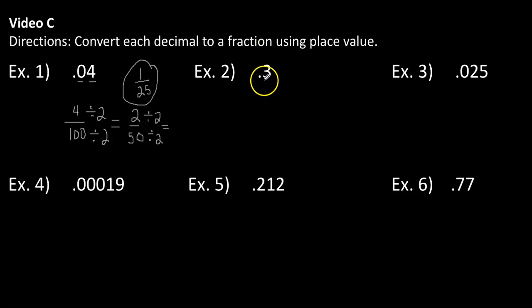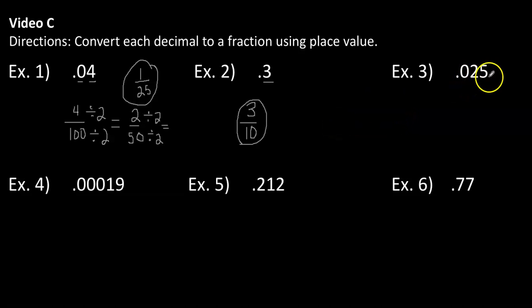Alright, decimal 0.3, we just start saying the places. So the first place is the tenths place. So we put this over 10. 3 is only divisible by 3, and 10 is not divisible by 3, so that's as simple as it gets.